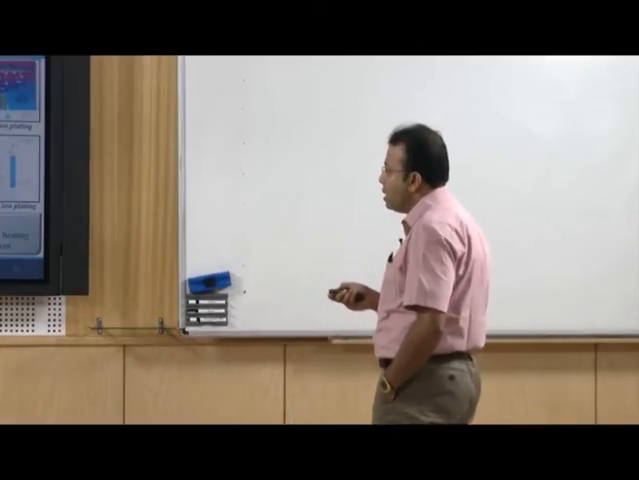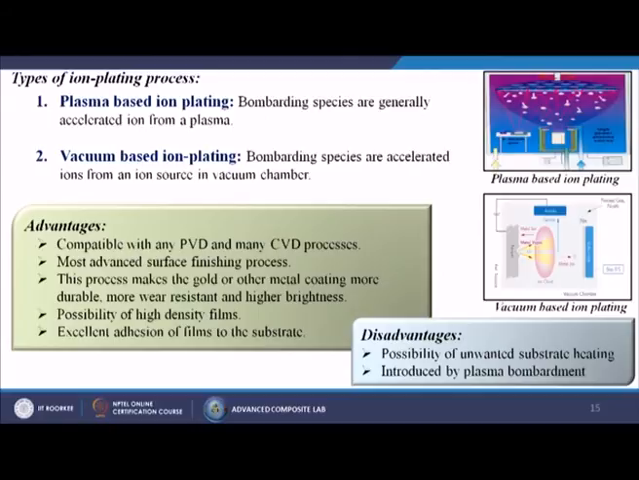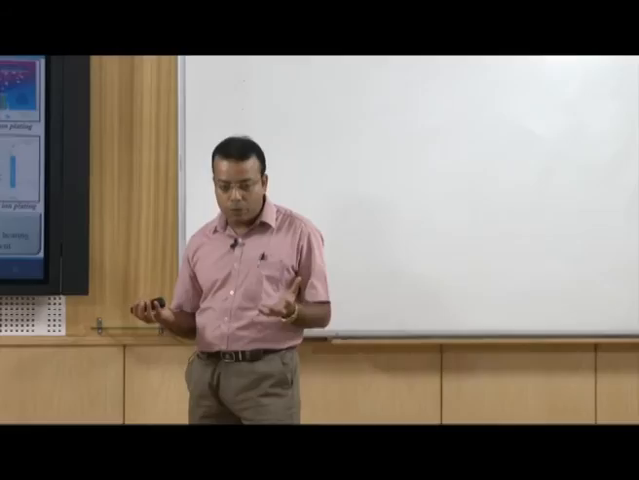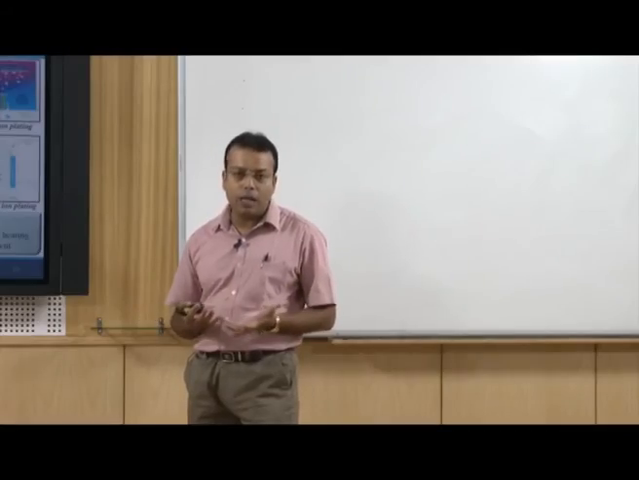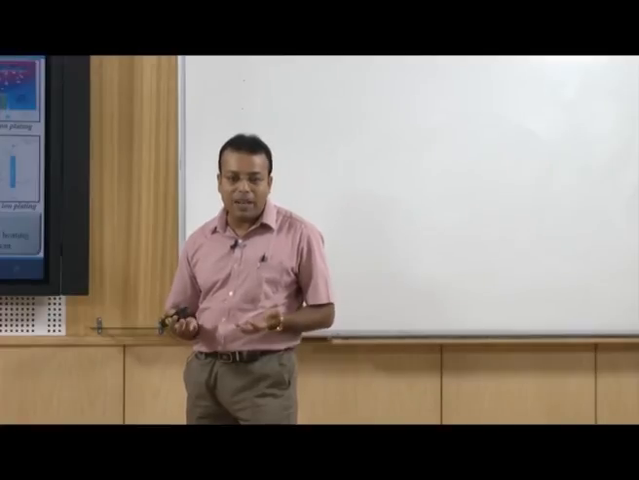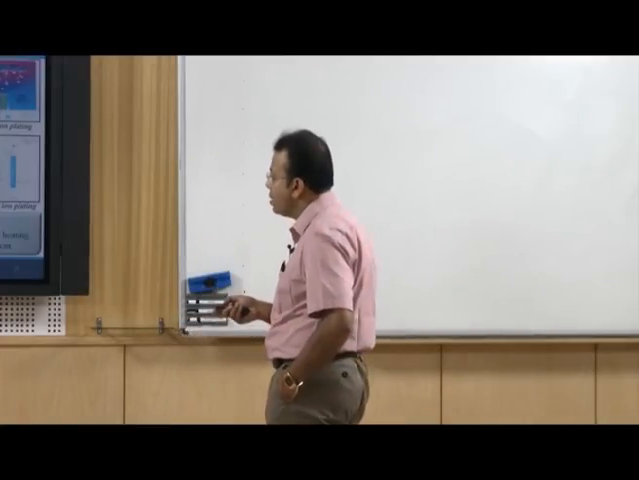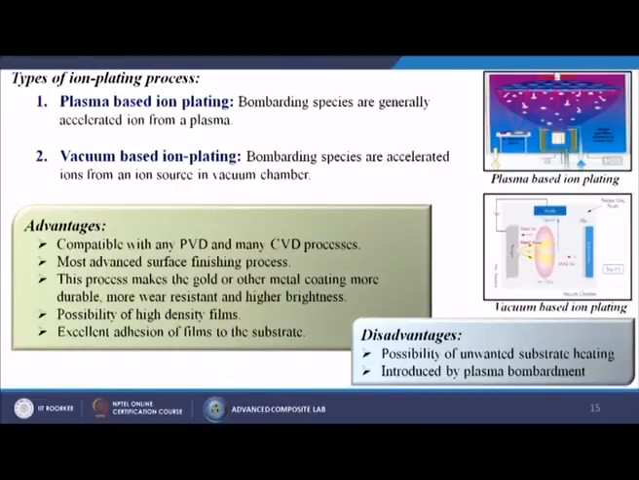So, what are the advantages? Compatible with any PVD (physical vapor deposition) and many CVD (chemical vapor deposition) processes, and the most advanced surface finishing process. This process makes gold or other metal coatings more durable, more wear resistant, with higher brightness. Generally we use some kind of sophisticated materials for ornaments or any kind of plating techniques or methods. Possibility of high density films, excellent adhesion of films to the substrate, but there are certain disadvantages too.